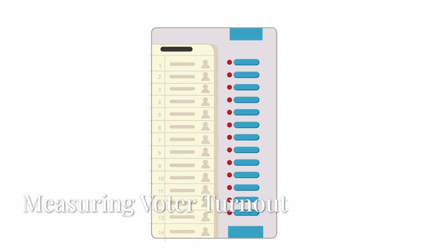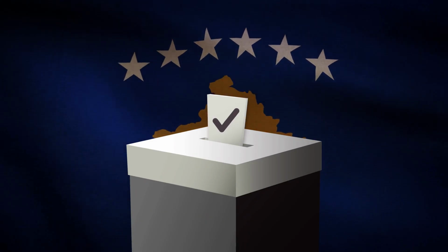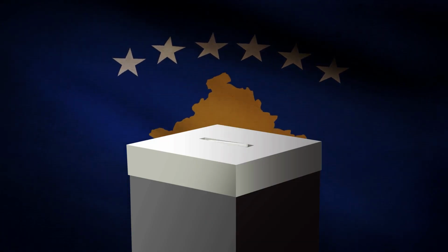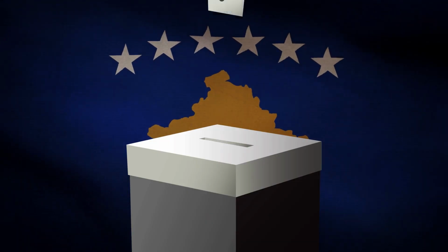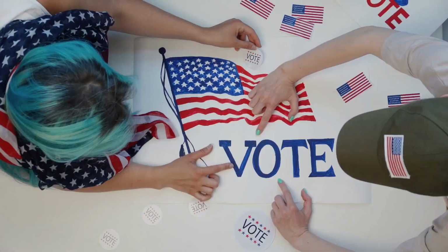Voter turnout is typically calculated as: voter turnout rate equals number of votes cast divided by number of eligible voters, times 100. Turnout can also be measured as a percentage of registered voters rather than eligible voters, leading to slightly different results.